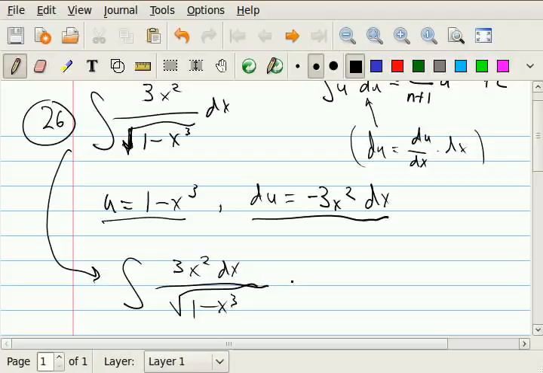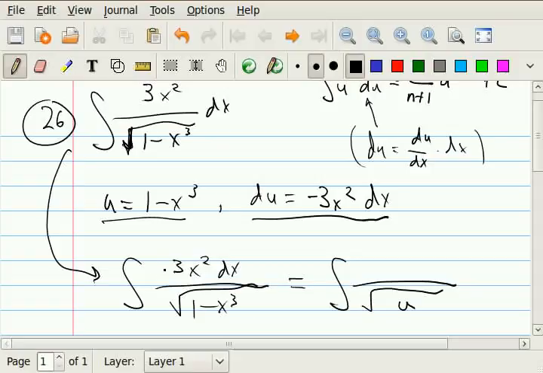So look at that, we're actually really close here. Of course, we can take the denominator and just call that the square root of u. And here we've got 3x squared dx. But that's not exactly du. du is negative 3x squared dx. So we're off, but it's not a problem because we can fix that. We're just off by a factor of negative 1.